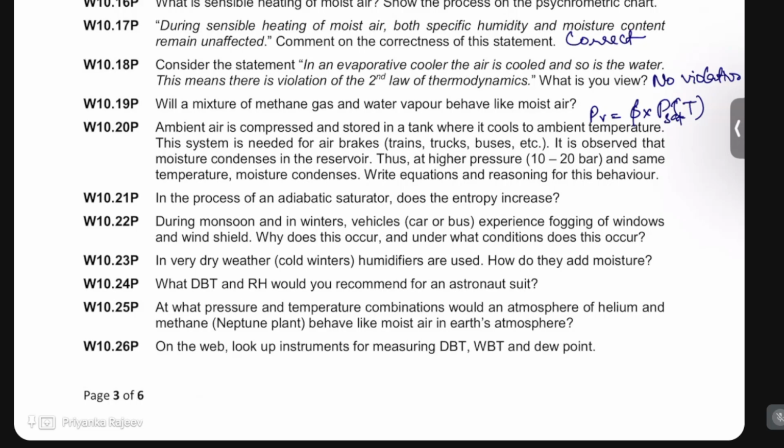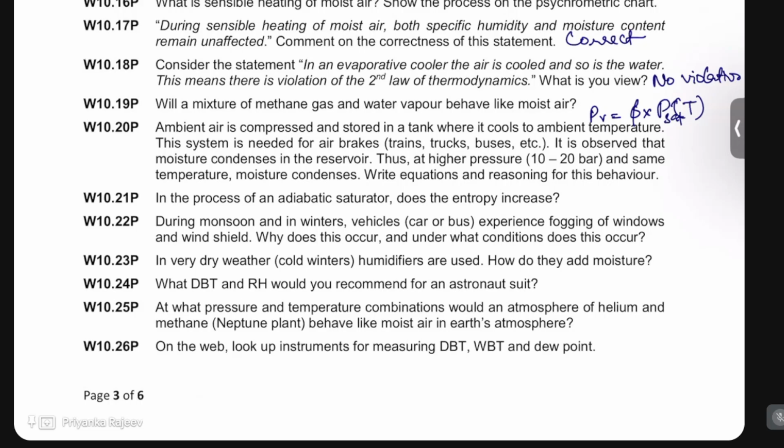Now next is fogging. During monsoon and in winter, vehicles experience fogging of windows and windshield. Why does it occur, and under what condition does this occur? So fogging on windows occurs when the window temperature is below the dew point of the interior air. So moisture is condensing on the cold surface, that is the window. It is common in winter when warm, humid indoor air hits the cold window.